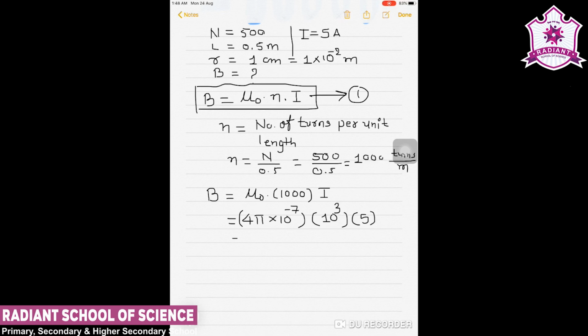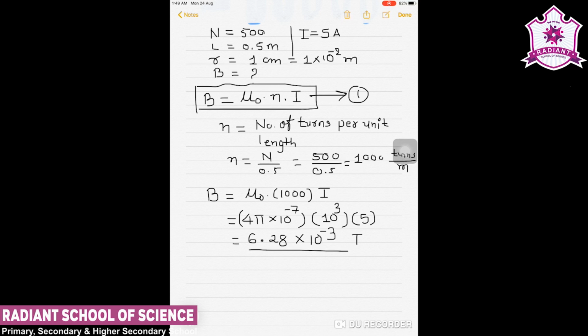So ultimately the resultant answer is 6.28 into 10 raised to minus 3 Tesla. So this will be the magnetic field inside the solenoid.